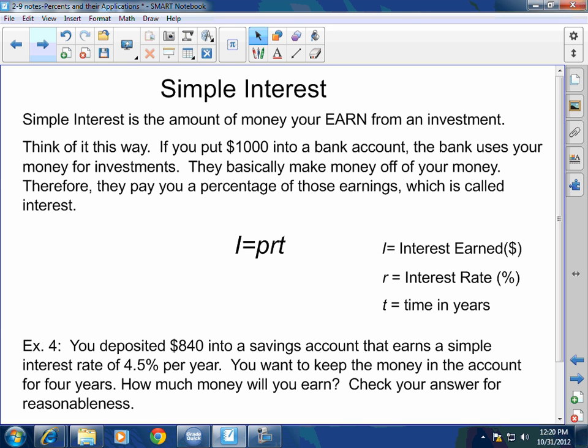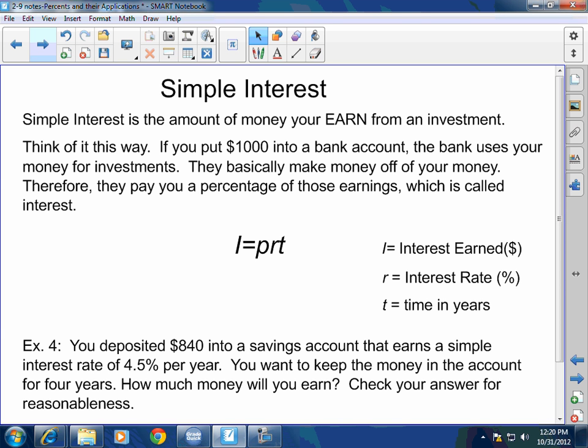Whether they win or lose, they have to pay us for the privilege of using our money. They are basically getting rich off of our money. That's literally what it is. So they're paying us a little fee for being able to use the money.